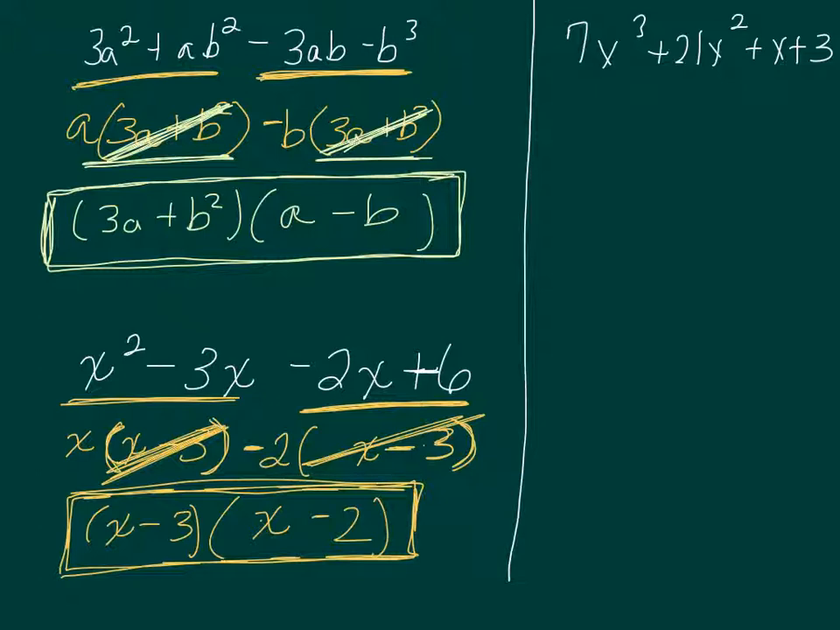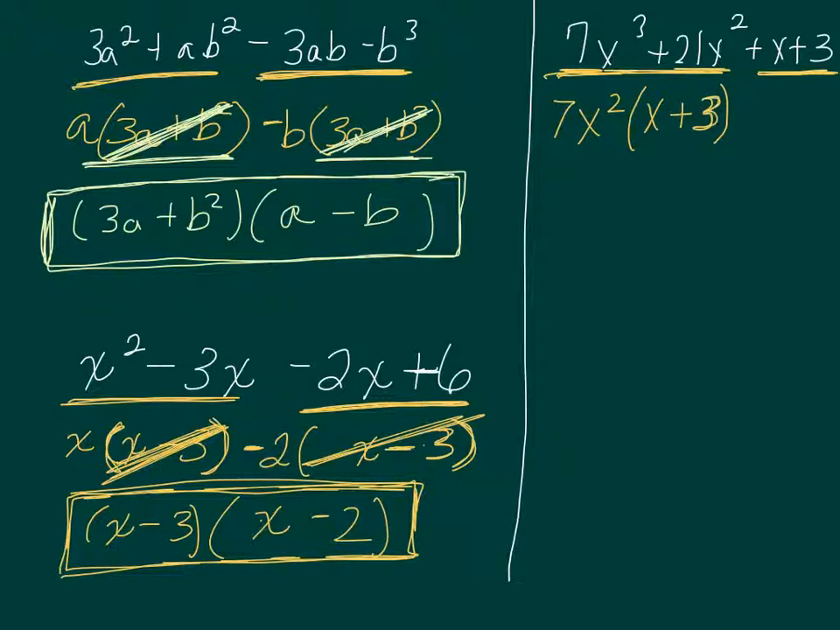All right, so nothing in common in all four terms. So I'm going to group the first two terms together, and I'm going to group the last two terms together. So, let's see, 7x cubed plus 21x squared. Well, an x squared's in both of those, I notice. And 7 and 21 are both divisible by 7. So 7x squared is the greatest common factor in those two. And then I have an x plus 3 left over.